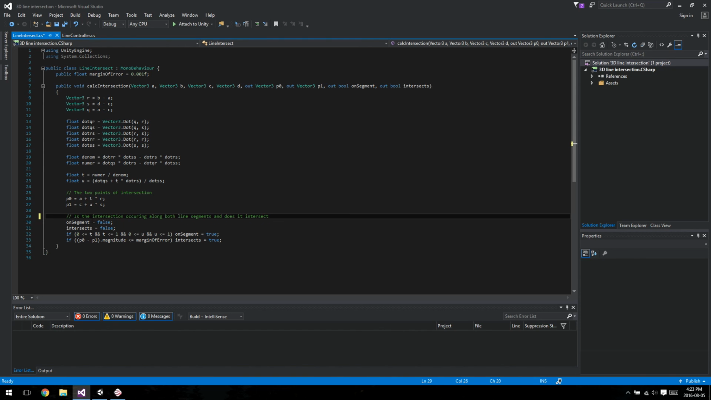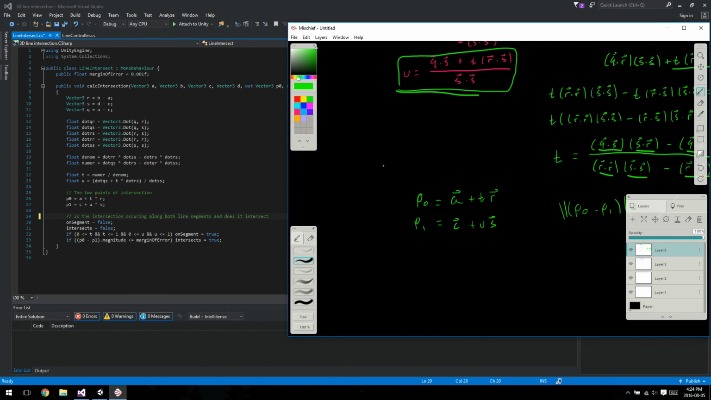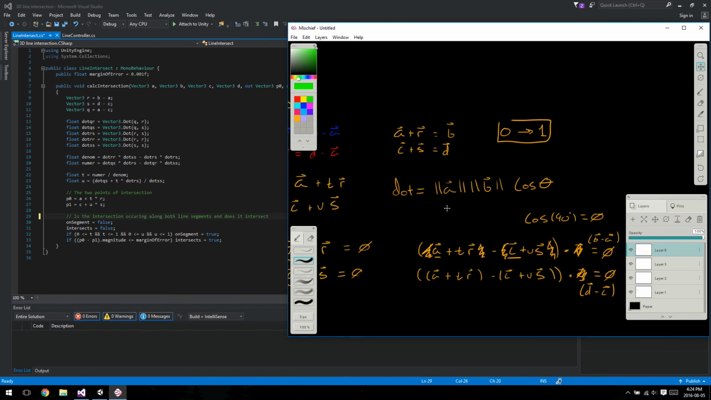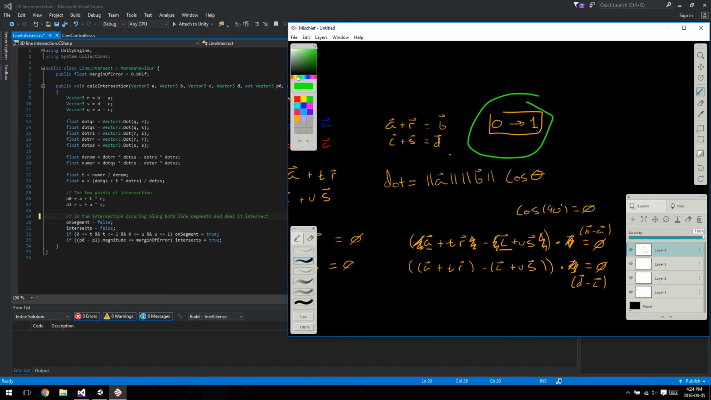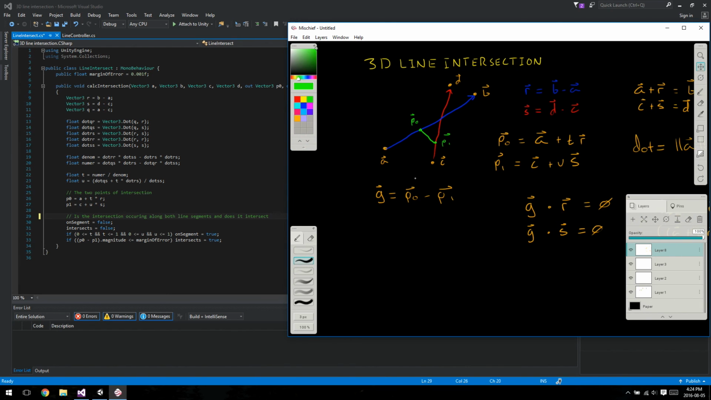The last step here is for on segment, where we automatically set these to false. As I mentioned way earlier, right at the beginning, if our values lie between 0 and 1, we know that they're actually on the segment, and that has to be true for both of them. So if t and u lie between 0 and 1, then we know the two points P0 and P1 are actually on both segments, and as I said here, if we do the P0 minus P1 magnitude check and it's within the margin of error, we will say that the two lines do in fact intersect.